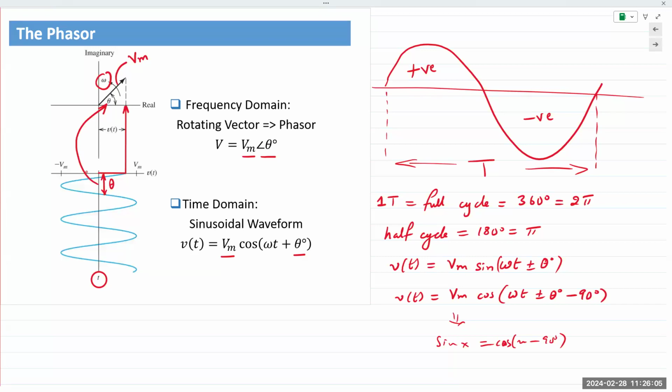So if the expression is not in cosine, you must convert it into cosine to write the phasor. Once you have it in cosine, you simply take the magnitude and the phase angle, and you directly write the phasor for that source. Okay? The source could be voltage, v of t. It could be current, i of t. Doesn't really matter. You can write the phasor form directly.